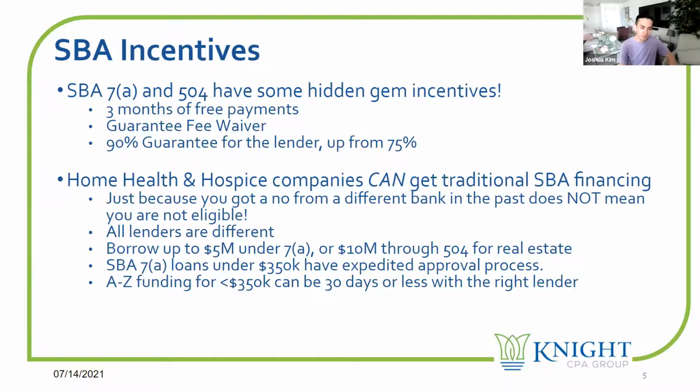They beat out the number two bank. They did $1.3 billion in 7(a) loans for the first half of the year, which was 2.5 times more than the second place bank did.